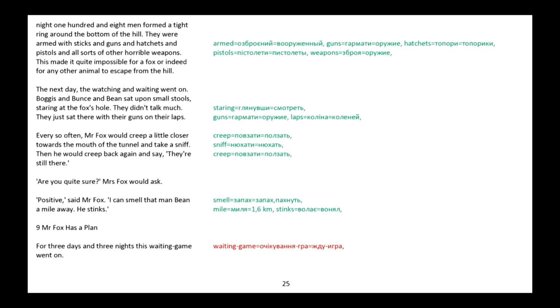And that night, 108 men formed a tight ring around the bottom of the hill. They were armed with sticks and guns and hatchets and pistols and all sorts of other horrible weapons. This made it quite impossible for a fox, or indeed for any other animal, to escape from the hill.